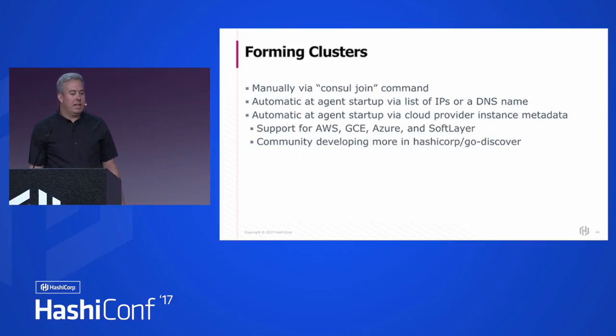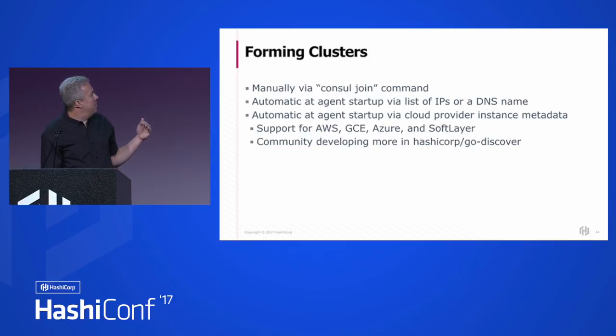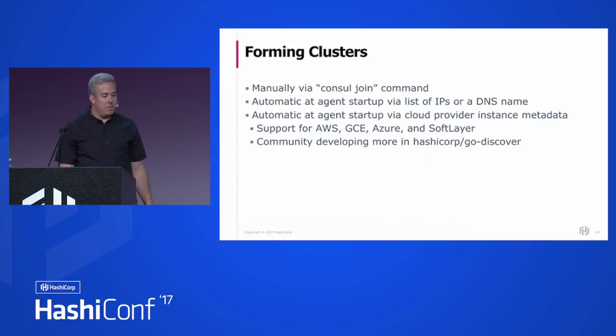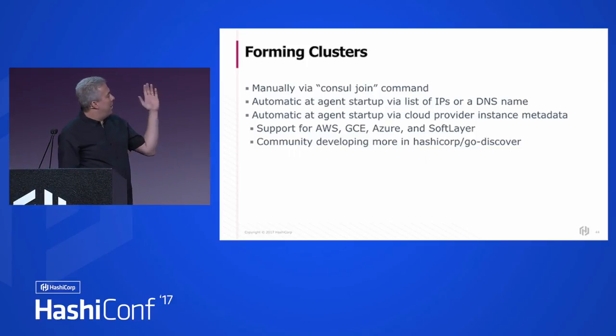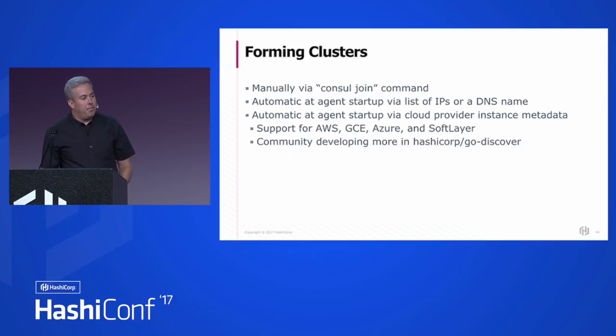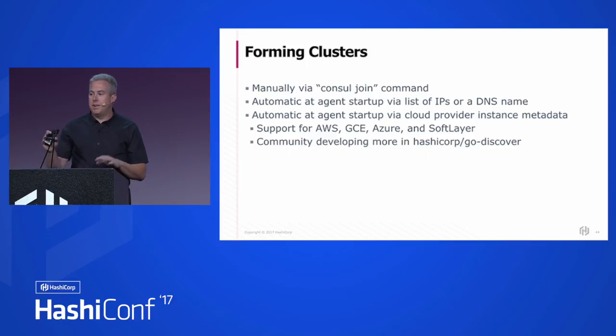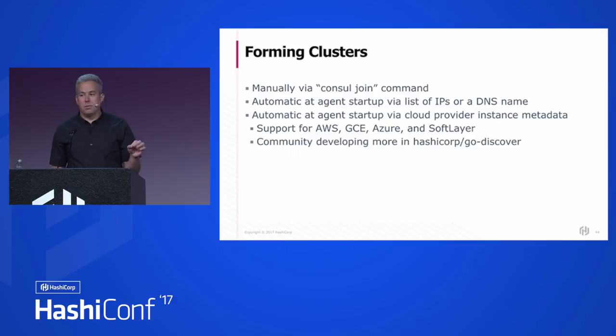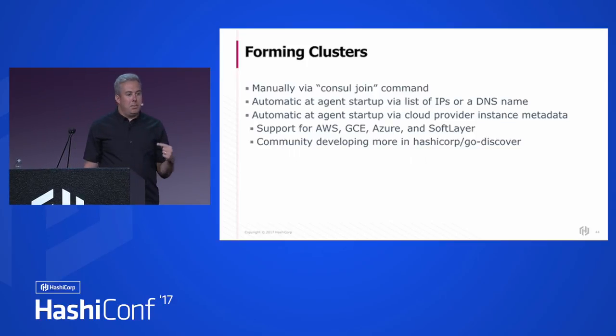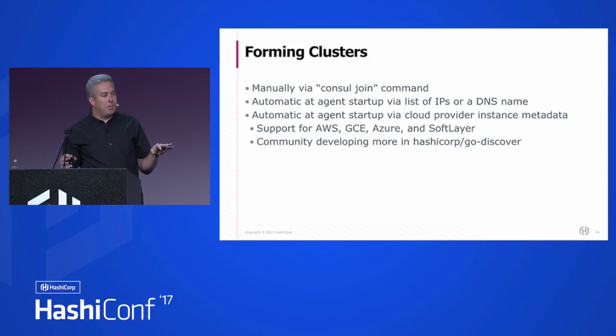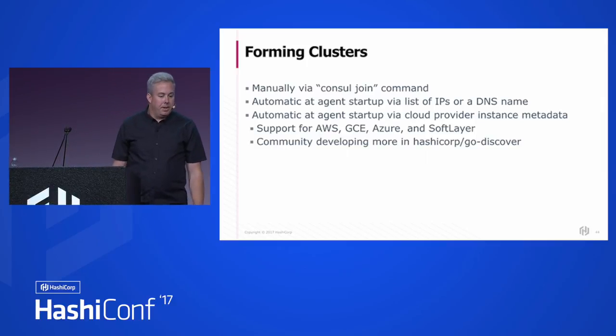So to form a cluster, there's a few ways to do it. There's a manual Consul join command, and then there's a few different ways to automate it. You can automate it via a list of IPs or a DNS name, and then we've got some newer features that let you find other agents using cloud instance metadata. Once you've joined, we will keep your agent up to date with any other agents that come and go, but there is that initial bootstrapping problem: you basically have to join one other agent somewhere to learn about the rest of the cluster, and then from that point forward, you'll be good.